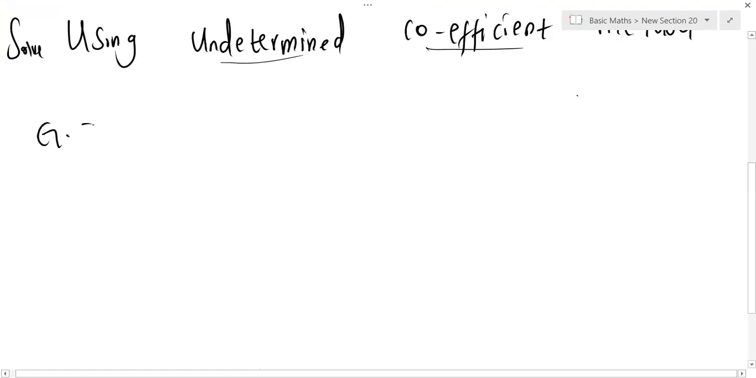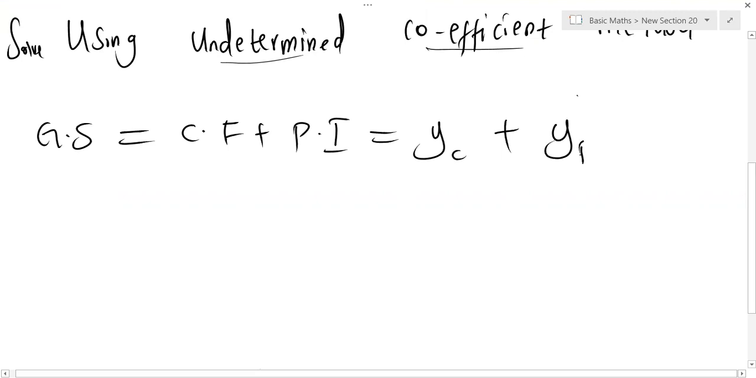So the general solution is given by the complementary function plus particular integral. In our case here, I'll call the complementary function yc, the particular integral yp. Now let's get the yc. How to get the yc? We first get the auxiliary equation and solve it.